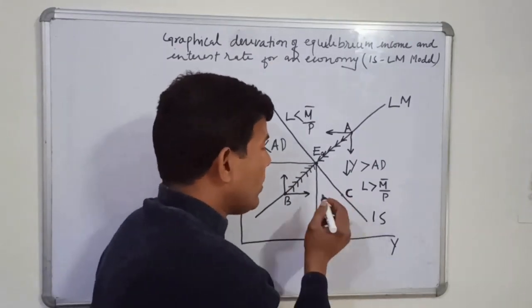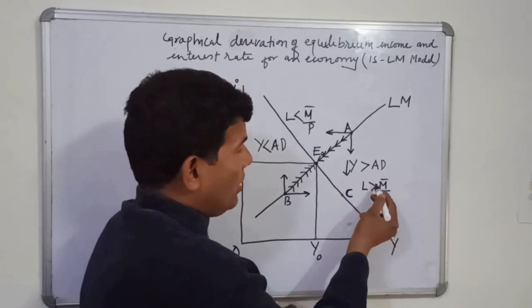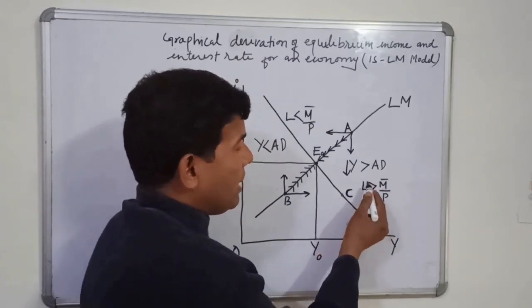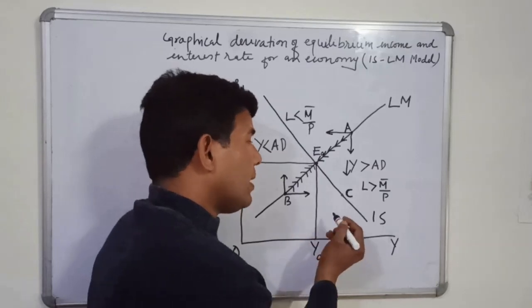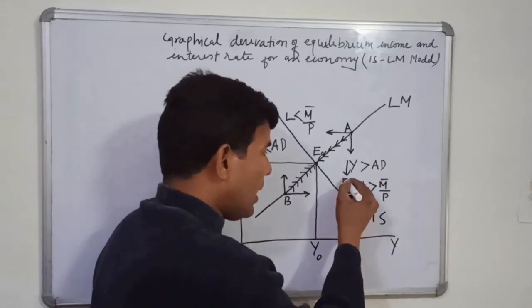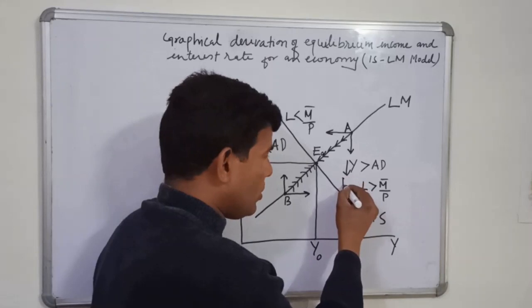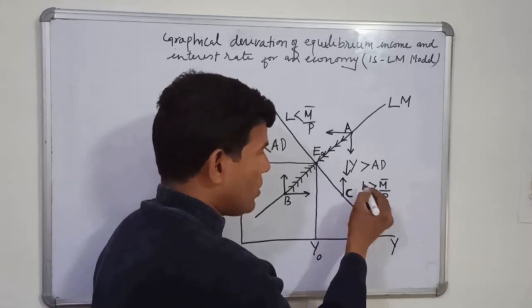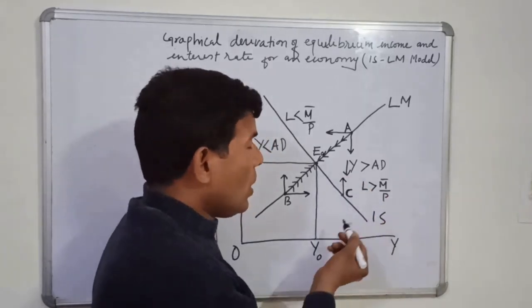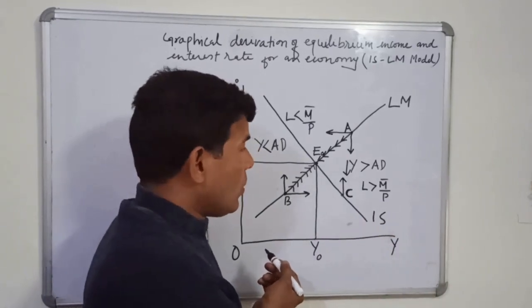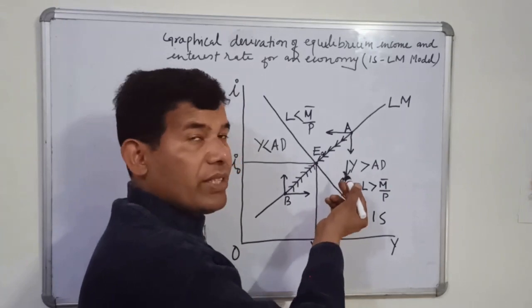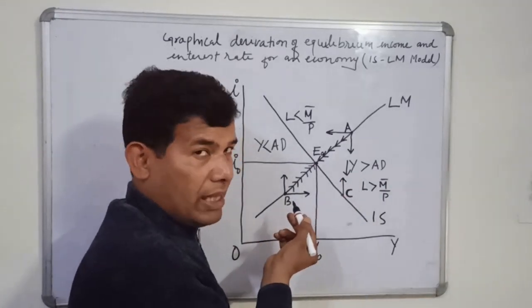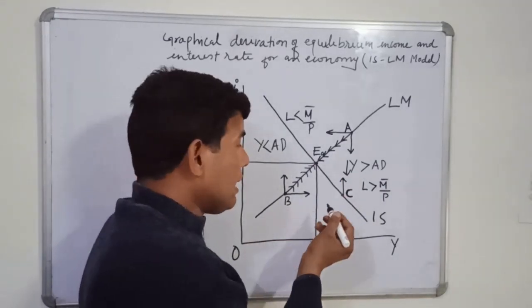Now when you are at point C, what is the case? At point C, money demand is greater than supply of money. What will happen? Rate of interest would rise because money demand is greater than money supply. When the rate of interest rises, what will happen to income? If interest rate rises, investment falls. When investment falls, through the multiplier, income falls.